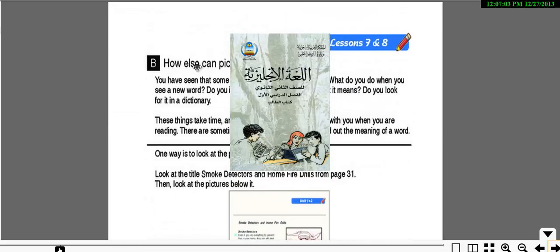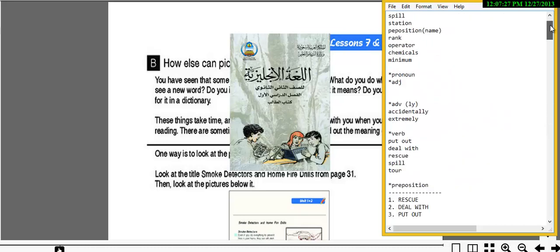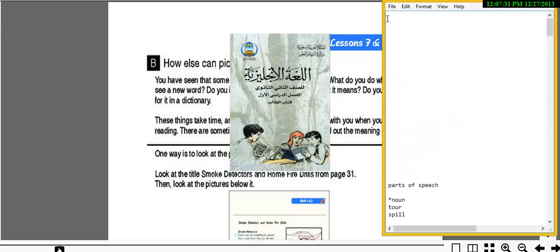Now, in section B, there is a short paragraph about how else can pictures help you. Well, you have seen that some of the words in the titles are new. What do you do when you see a new word? I want you to think with me here at this point. Maybe you want to start thinking about it. For example, let's get back to this part. New words. What do you do when you have new words?